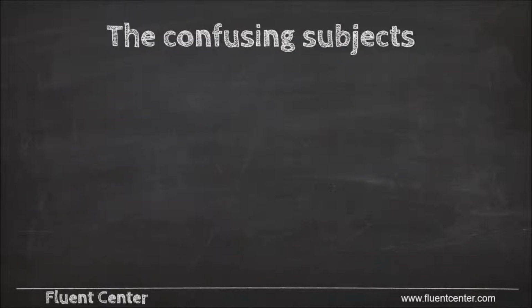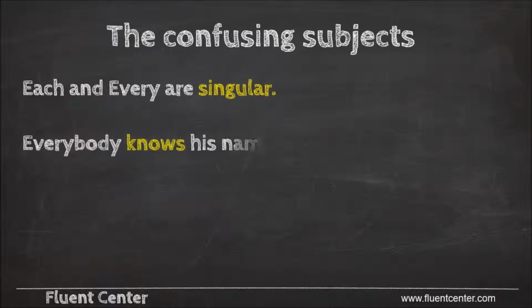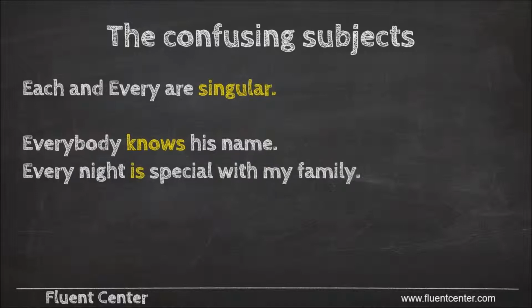Another thing that can be confusing is when we use the word each and every. We need to use these with singular verbs. Everybody knows his name. Everybody is plural, but we are going to use this with a singular verb, knows. Every night is a special night with my family. Again, I've used the singular, is.